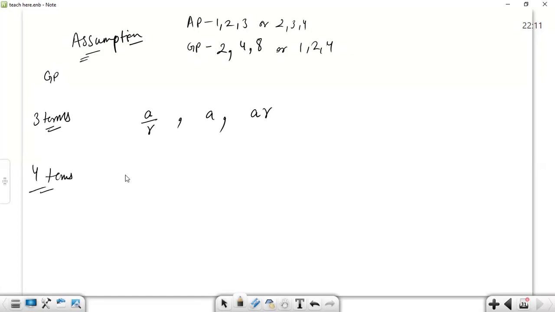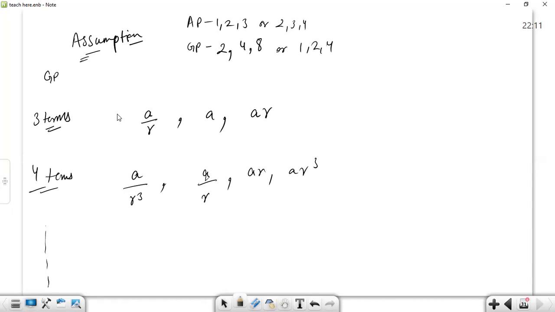If there are 4 terms, now there are some changes. We'll consider the first term as a by r cube. This time we will take the common ratio as r square. So this becomes a by r cube, this becomes a by r, this becomes ar, and this becomes ar cube. These are four terms. If we take the product of all these four, the product will be a raised to power 4. This time the common ratio is r square for sure, but we have taken that so that when we take the product of all these four terms, r will cancel out of the equation and we'll be able to find the answer for a easily. Clear? The same will happen ahead also.